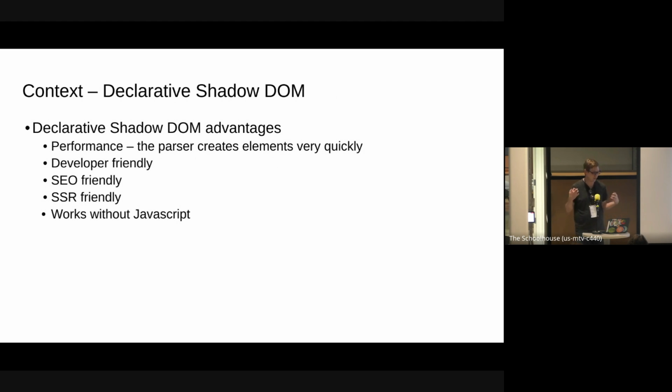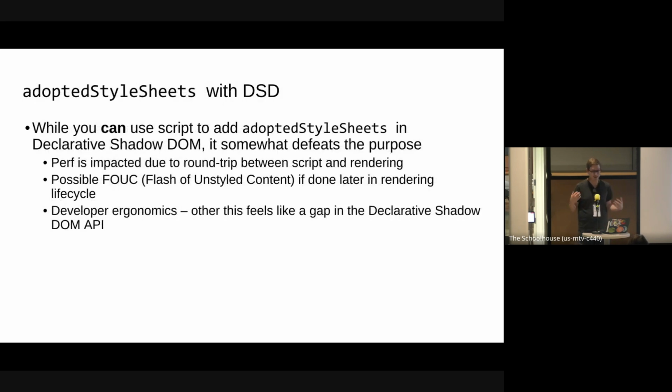This is another reason why a lot of developers have moved to SSR to publish their React and other applications. And a nice little bonus is you can actually turn off JavaScript. There are some people who are brave enough to do so, and declarative shadow DOM will actually work. So there are a lot of cool things about this, but it's missing adopted style sheets. There is no adoptedStyleSheets property for declarative shadow DOM. You can use the script version, there's nothing stopping you, but it somewhat defeats the purpose.